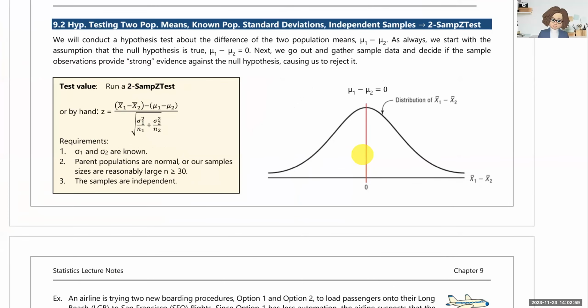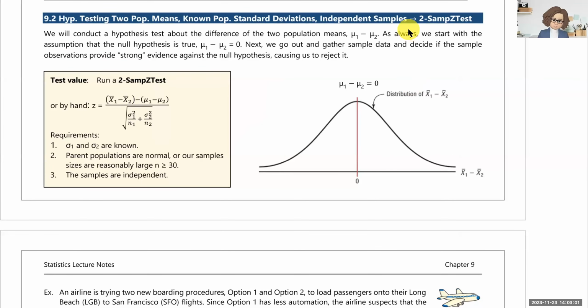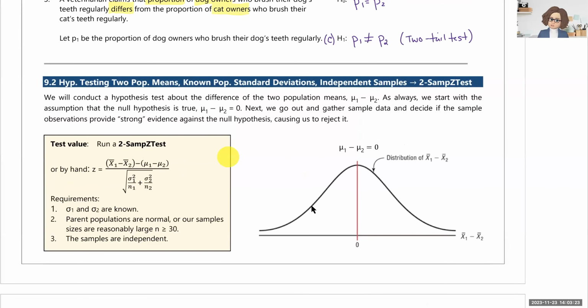So in order to, again, conduct a 2-sample z-test, we need sigma 1 and sigma 2 for the populations that we're drawing our samples from. We need sample sizes that are reasonably large, or the original parent populations we're told are normal. And this will be our case of independent samples. And then we'll go ahead and take a look at some examples.